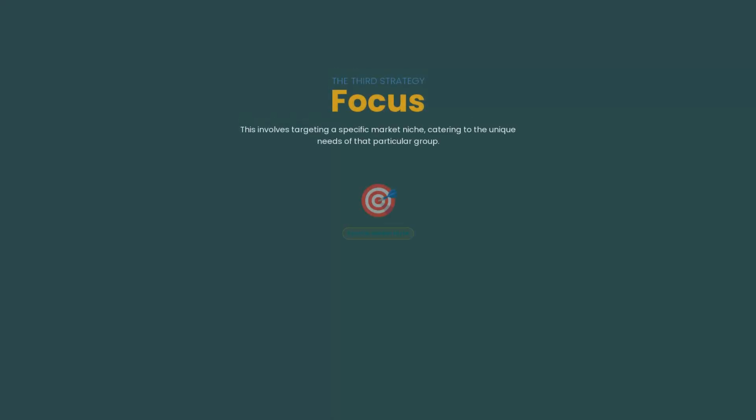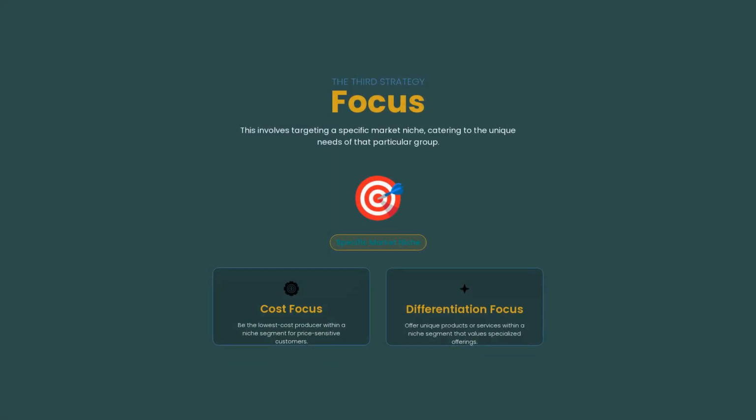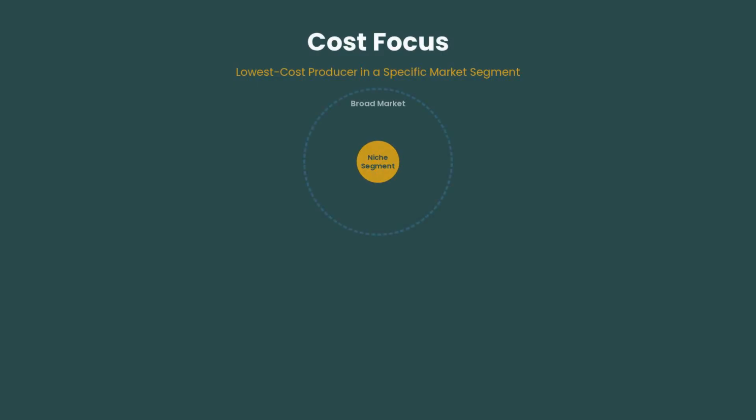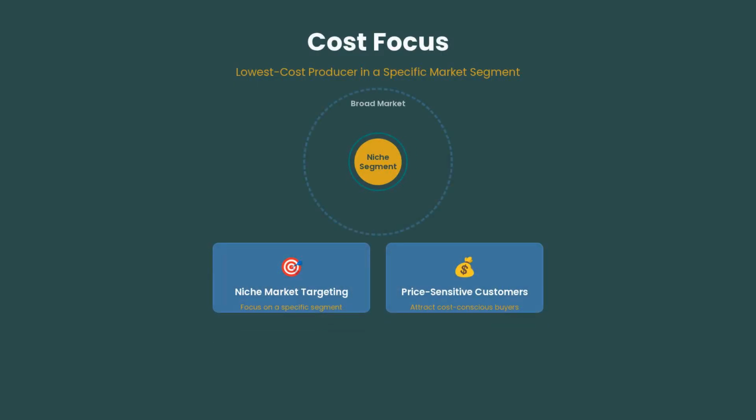The third strategy is focus. This involves targeting a specific market niche. Companies can pursue a cost focus or differentiation focus within their chosen segment, catering to the unique needs of that particular group. Cost focus aims to be the lowest cost producer within a specific market segment.